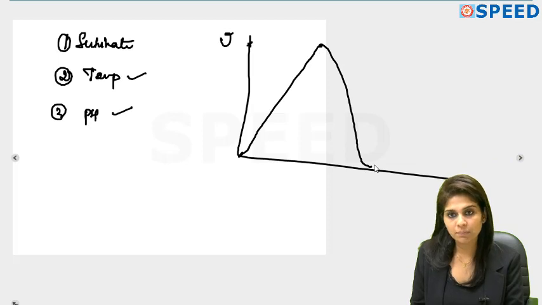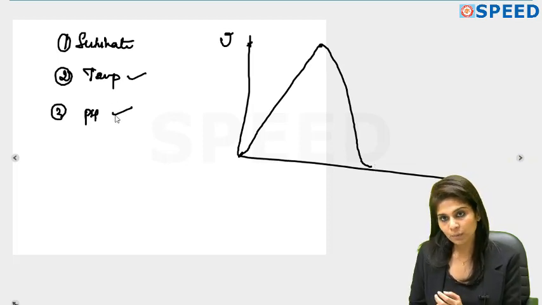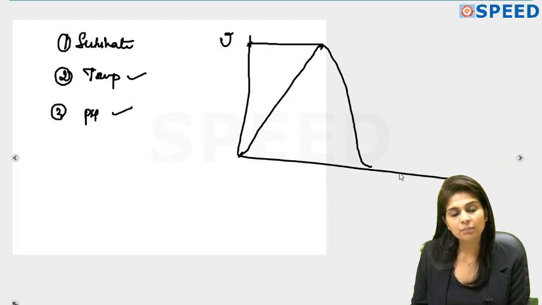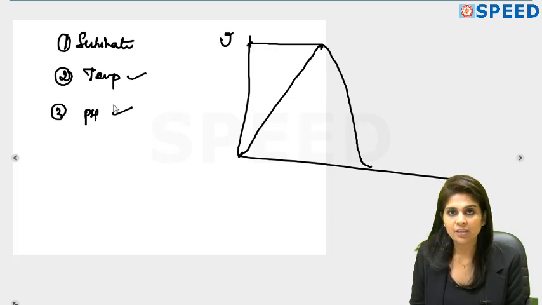For temperature and pH, for every enzyme there is an optimum temperature and an optimum pH at which the activity will be maximum. On either side it will be low. So this is about how temperature and pH can affect the rate of enzyme catalyzed chemical reaction.